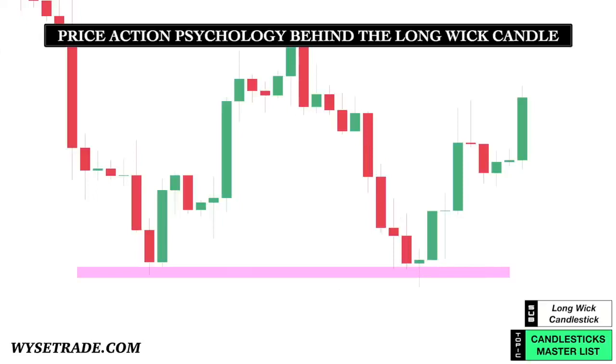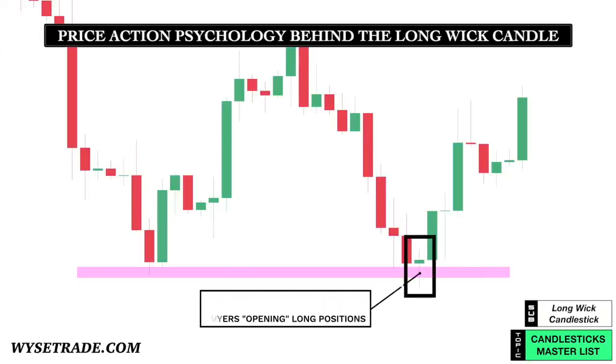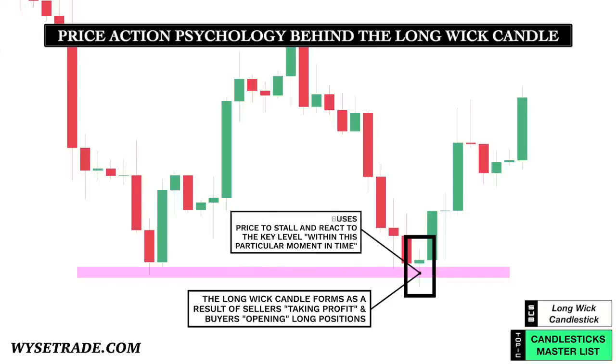The long wick candle forms through a combination of sellers taking profit at the key level, as well as buyers stepping in and opening new long positions at the level.